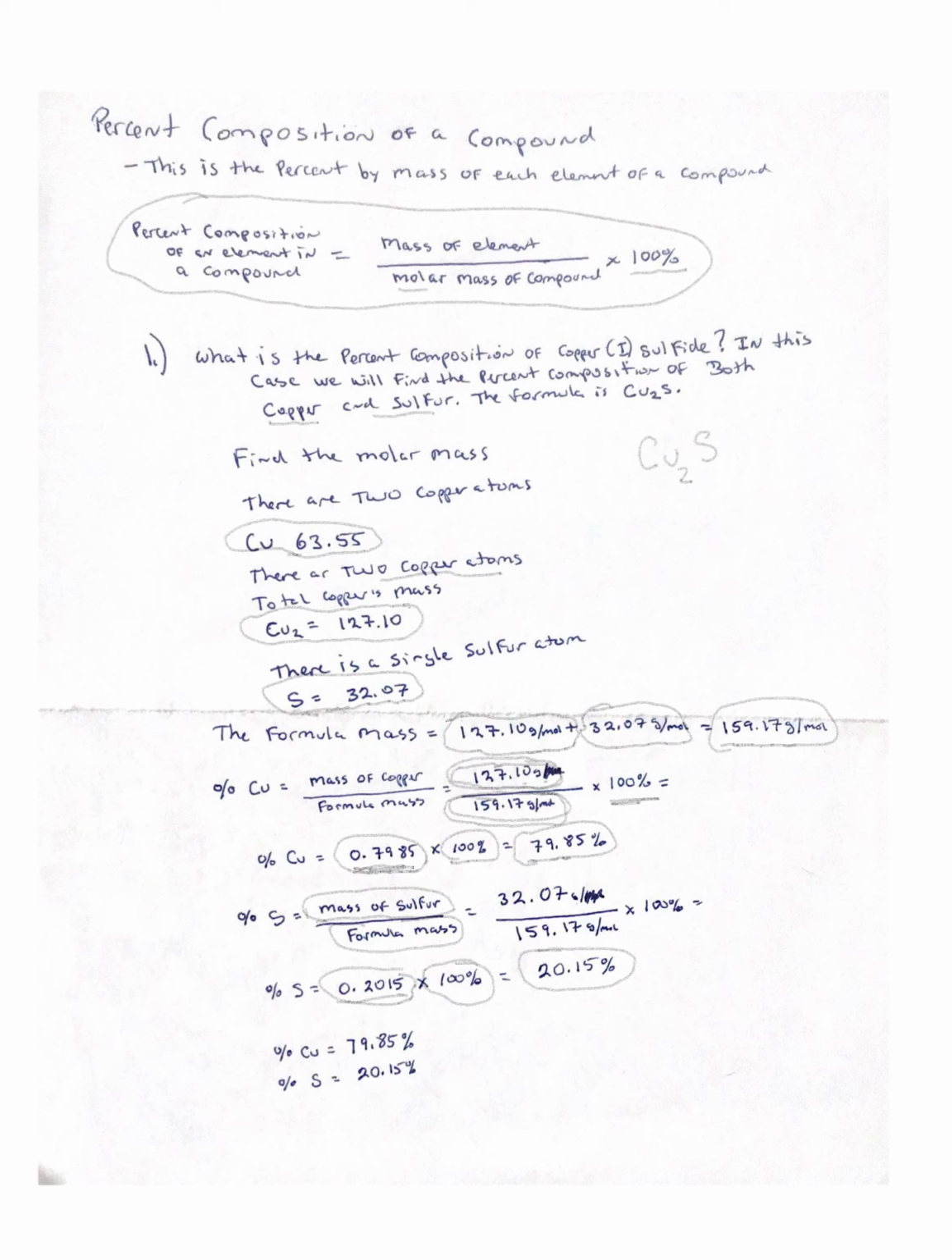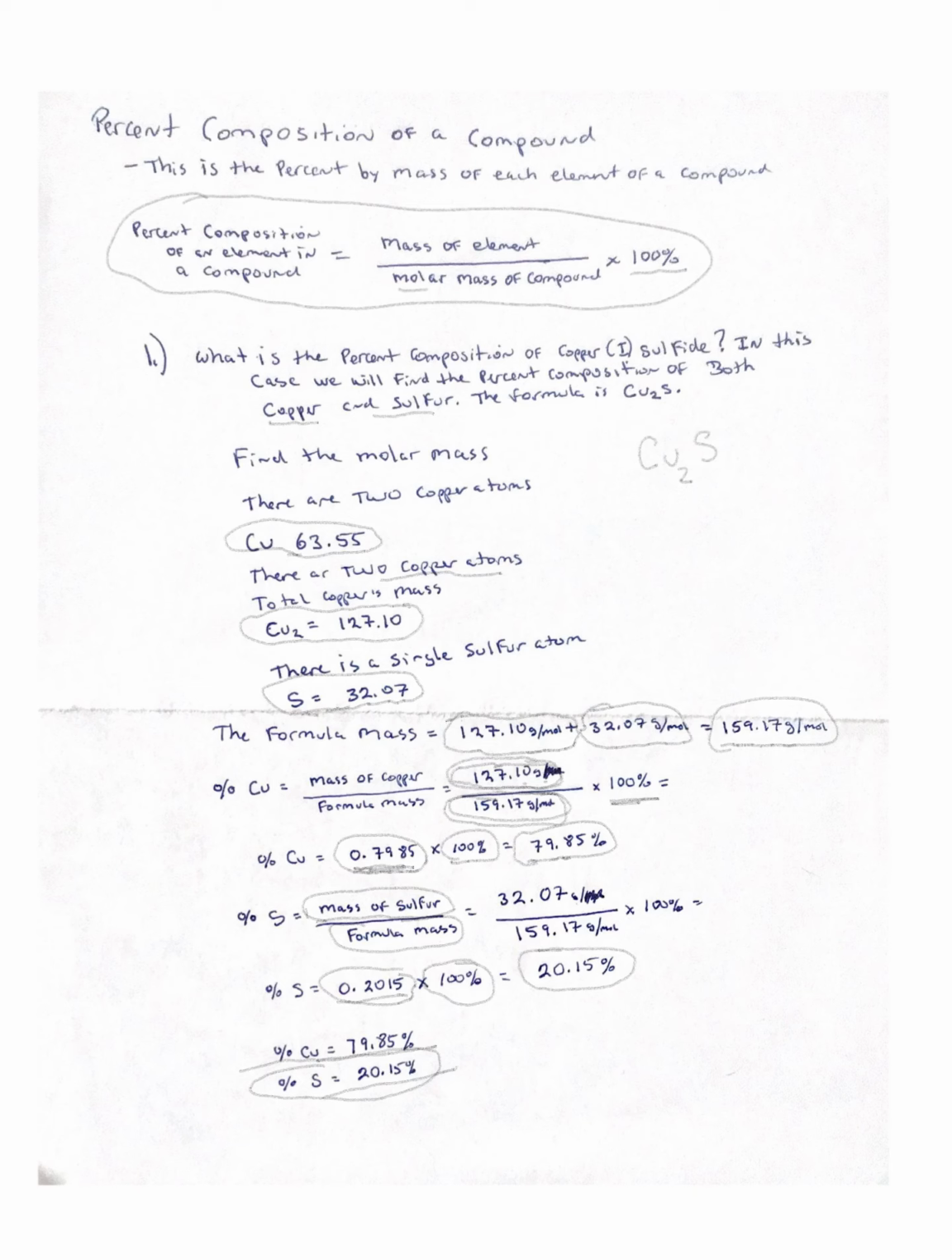20.15%. So we now know that copper makes up 79.85% of copper sulfide, and sulfur makes up 20.15% of copper sulfide. And I can determine whether my math is correct because if I add these up, I should come up to 100%.